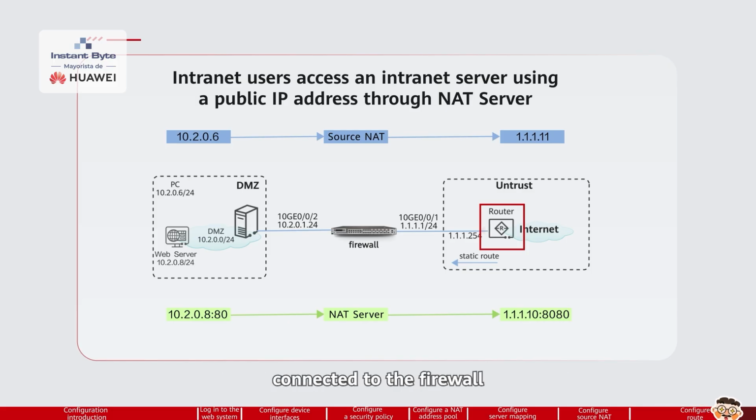After completing the configuration on the firewall, contact the ISP network administrator to configure a static route on their egress router connected to the firewall, with the destination address of the route set to the public IP address mapped to the server. In this way, the traffic destined for the intranet server can reach the firewall.